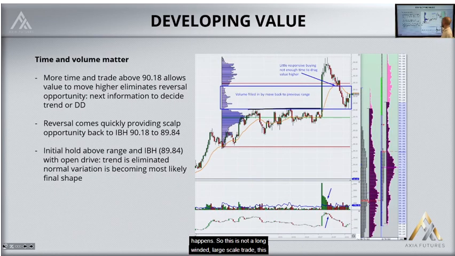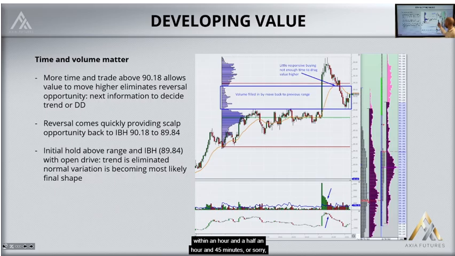So this is not a long-winded, large-scale trade. This is essentially a scalp. You're taking around 30 ticks out of the move, 18s down towards 85, 84. Once you're out, you're back onto the top of the initial balance. You have got an open drive up. We're not going to be on a trend day because we come too far back. We've not maintained those single prints to keep going. So trend day's gone. Double distribution day is pretty much gone as well. We're now onto a normal variation day, and it is becoming reasonably clear that that's what we're going to have.